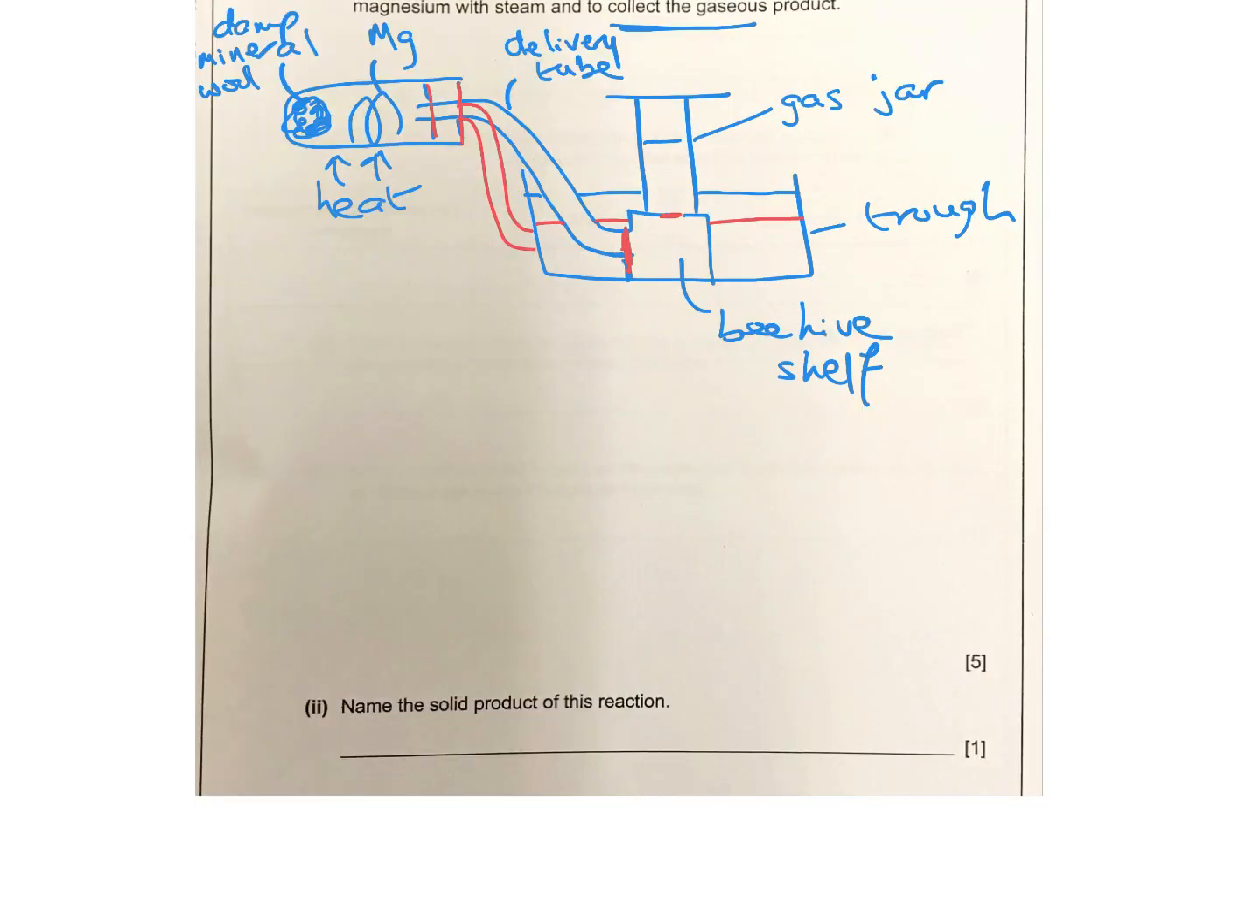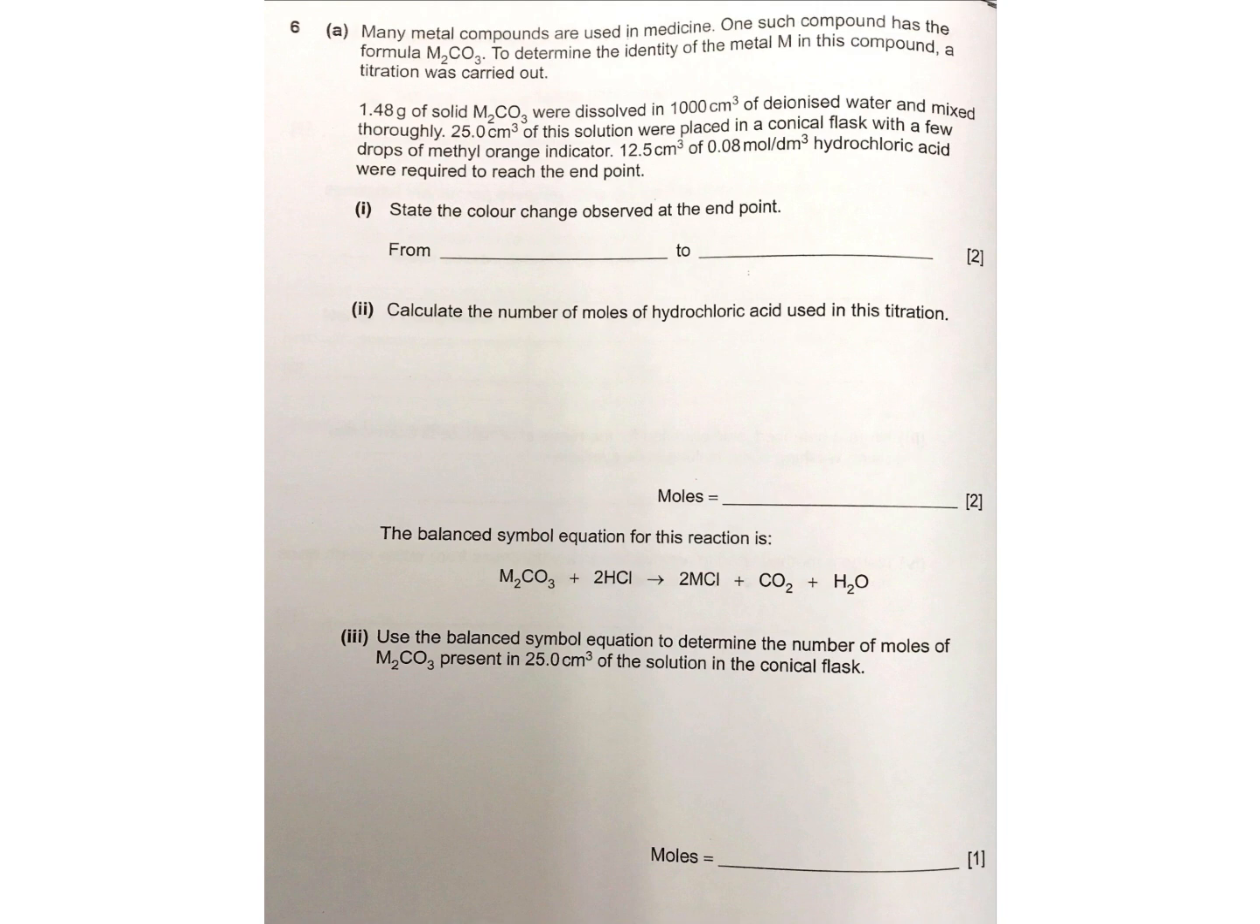When magnesium reacts with steam, the solid formed is magnesium oxide. Remember, when magnesium or a metal reacts with water, you get the metal hydroxide formed. But when it's with steam, it's the magnesium or the metal oxide. And it's with steam because from the diagram, we're using damp mineral wool. So as it's heated, the water in the mineral wool evaporates, turns to steam, and then it passes over the hot magnesium.